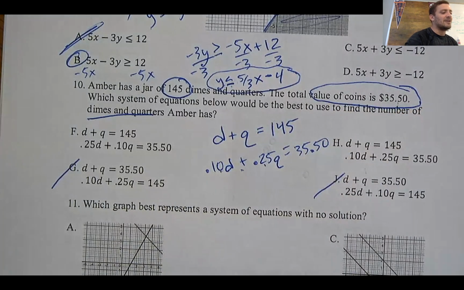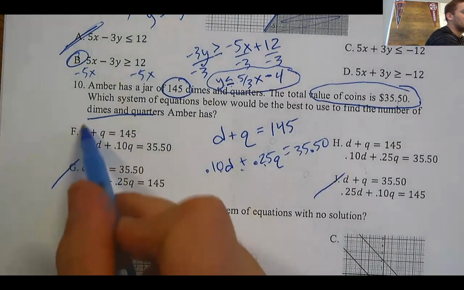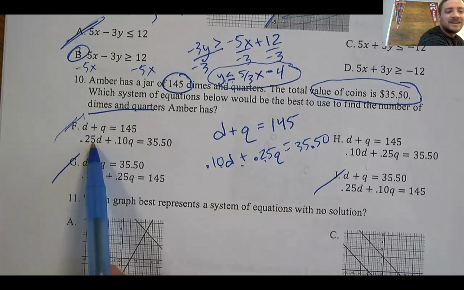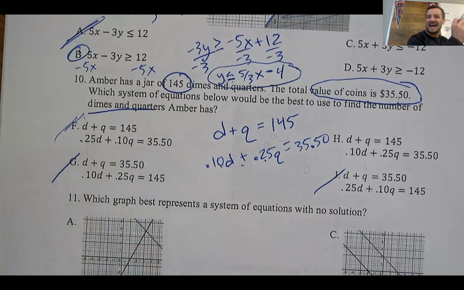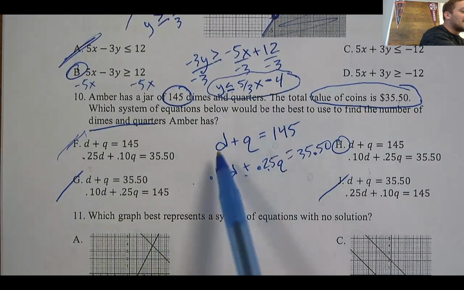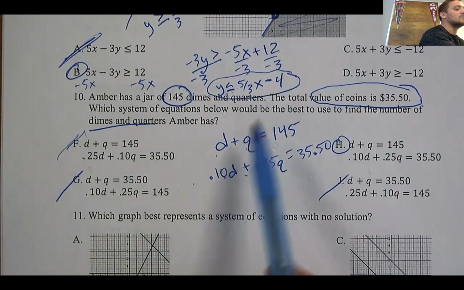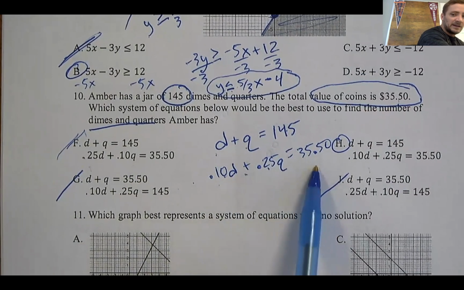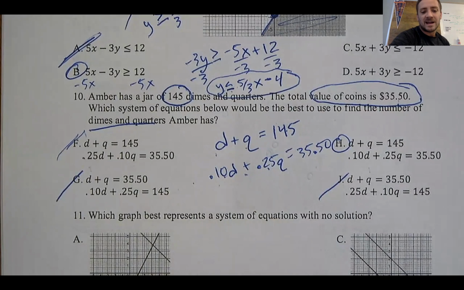All right. Now look how goofy answer choice F is. F is saying it's 25 cents for every dime and only 10 cents for every quarter. So that has those flip-flopped. That's wrong. So answer choice H has to be the system. Remember, units plus units equals units. How many dimes, how many quarters equals how many coins. Money plus money equals money. All right, the units go together there on those word problems.